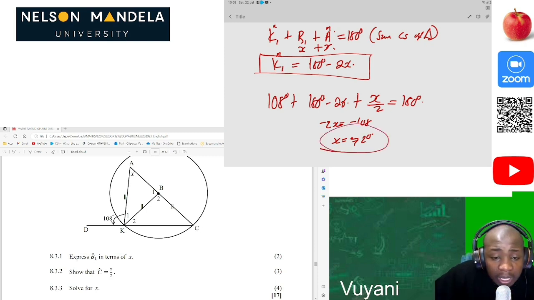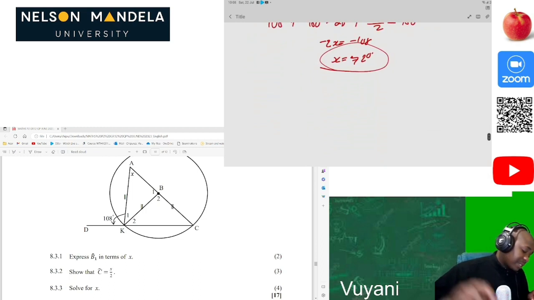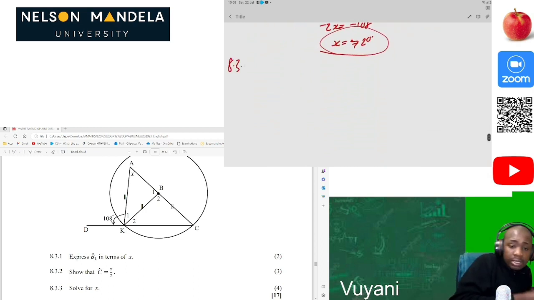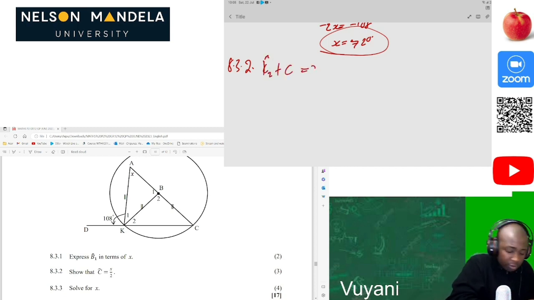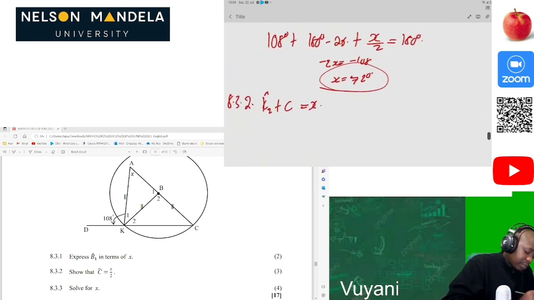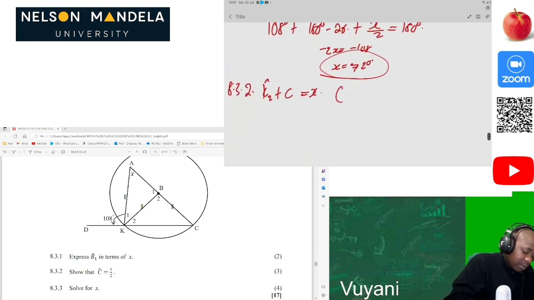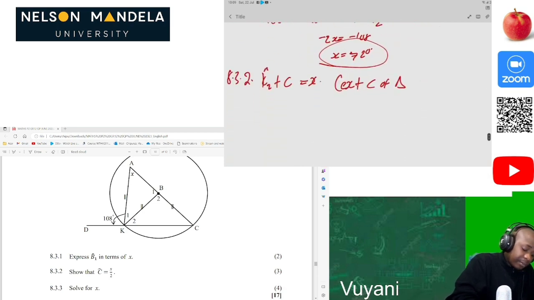So actually we were answering for x. Oh, we didn't answer 8.3.2 properly, we were answering 8.3.2. Let's rectify that mistake. So 8.3.2, there was a bit of a mistake on my part. We can see that K2 plus C is equal to X. No, we did answer it here. But let's just do it again. So K2 plus C is equal to X. Why? Exterior angle of the triangle. Which triangle is that? The triangle PKC.